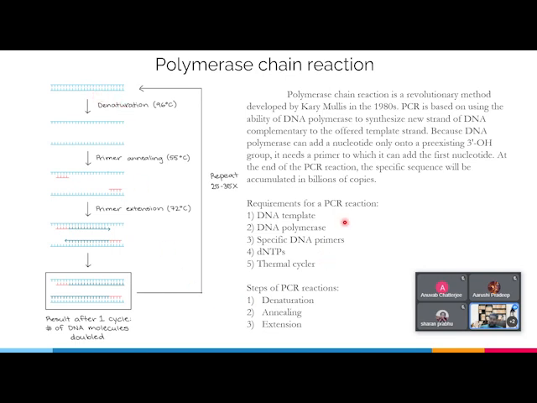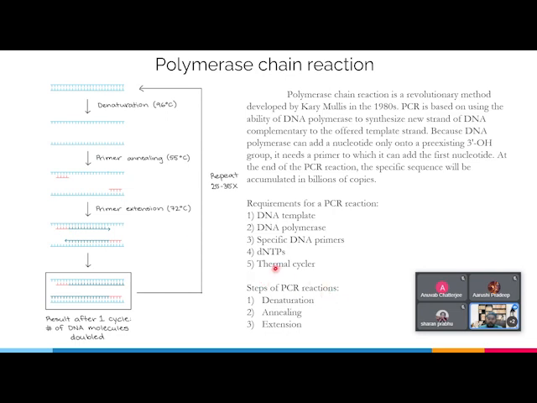So the required steps for the PCR reaction include a DNA template like this, a DNA polymerase, which is the Taq polymerase that we mostly use, specific DNA primers, which will amplify the DNA region of our choice, which will lie between the two primers right here, dNTPs or deoxynucleotides, which will actually be added here by the DNA polymerase, and a thermal cycler, which is the device that is used to maintain these varied temperatures 96, 55, and 72.